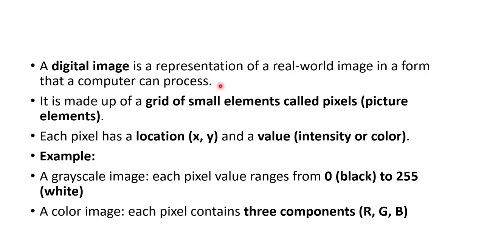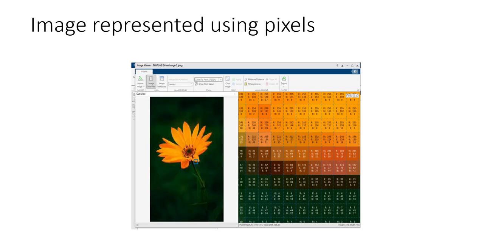A digital image is a representation of a real-world image. It is captured across x and y, and each position is given a value. A grayscale image has white, shades of gray, and black. The pixel values range from 0 to 255, where 0 indicates black, 255 indicates white, and the values in between indicate different shades of gray. A color image has three components, R, G and B, and for each component the values range from 0 to 255.